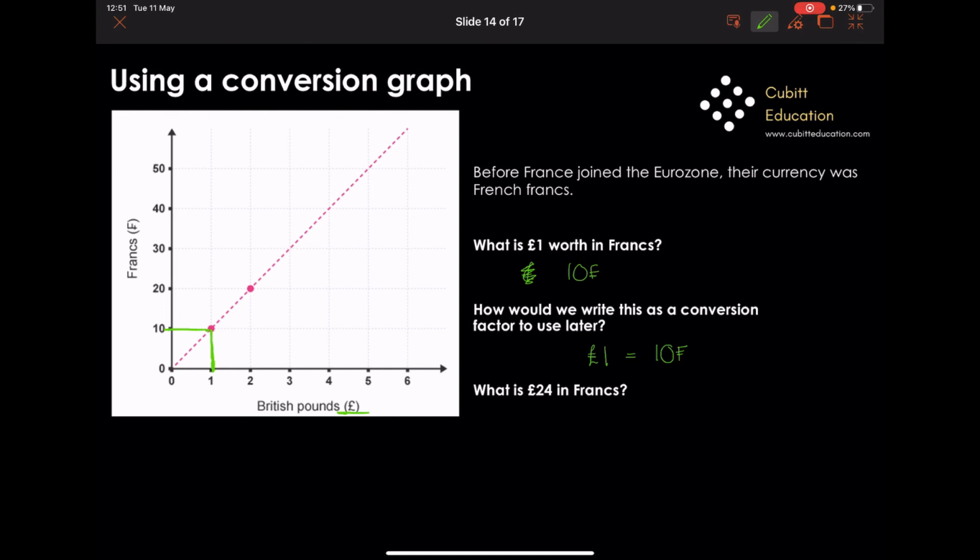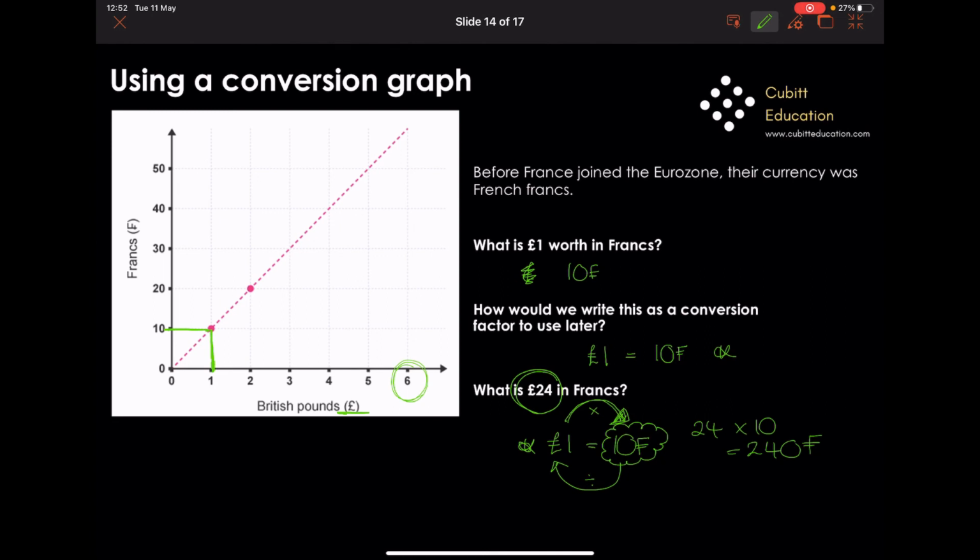It then asks you what is £24 in francs. Now we can't use the conversion graph because it only goes up to 6. So what we can do though is use our conversion factor that we wrote down. I know that if £1 is worth 10 francs, I can do my times and my divide. If I'm in pounds and I want to go to francs, I'm going to times by my conversion factor, which is 10. So 24 times 10 is 240 francs. Nice. Not too bad.